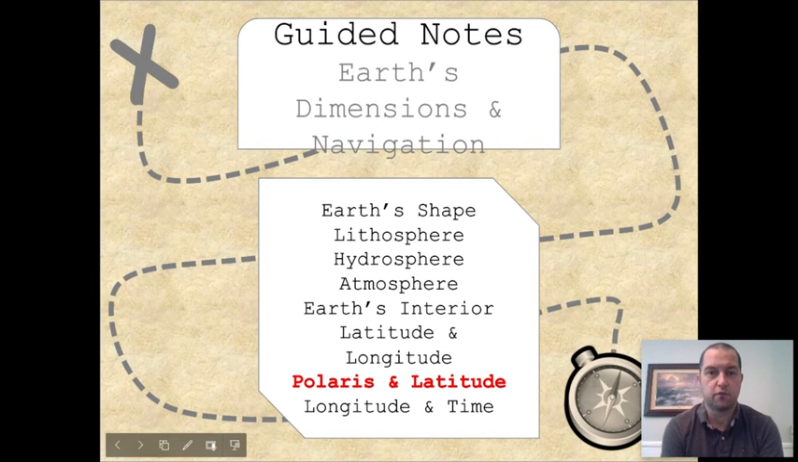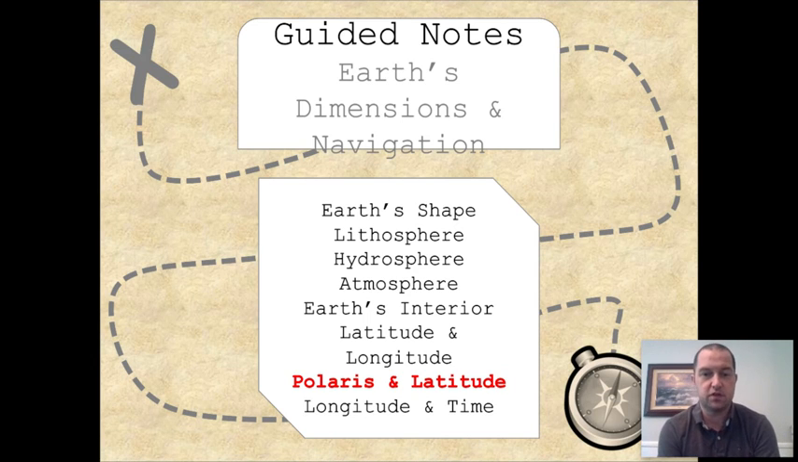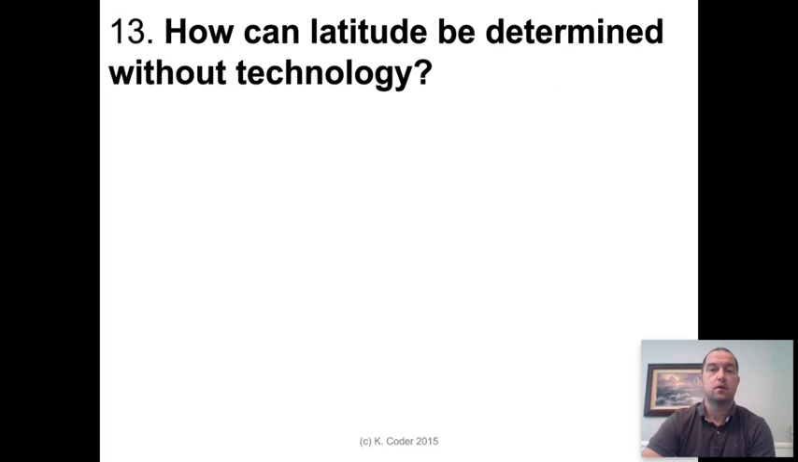Welcome to part 4 of Earth's dimension and navigation. In this section, we'll be going over the relationship between Polaris and latitude. So how can latitude be determined without technology? Without your GPSs, or even possibly without maps.